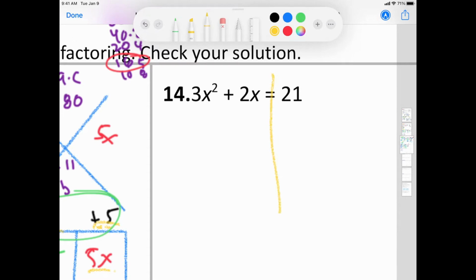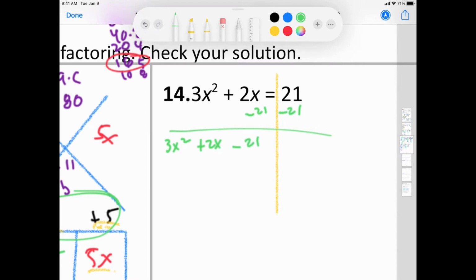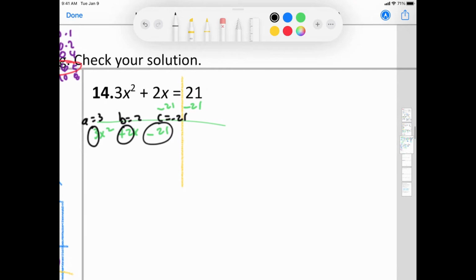Is it set equal to 0? No, it's not. So this is a common mistake here. Students who make a mistake will normally say C equals 21. C equals 21 is wrong because it has to be set equal to 0, like this. See? C is actually negative 21. Big, big mistake.